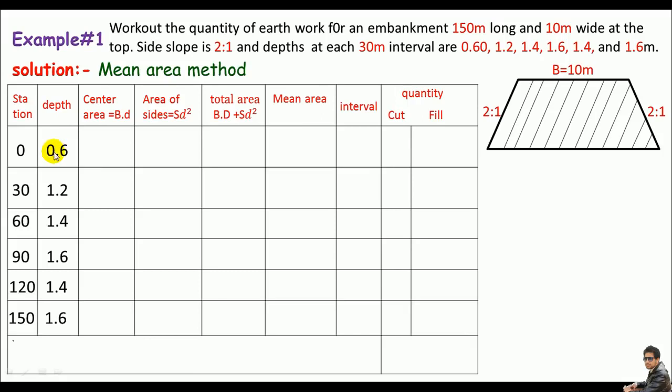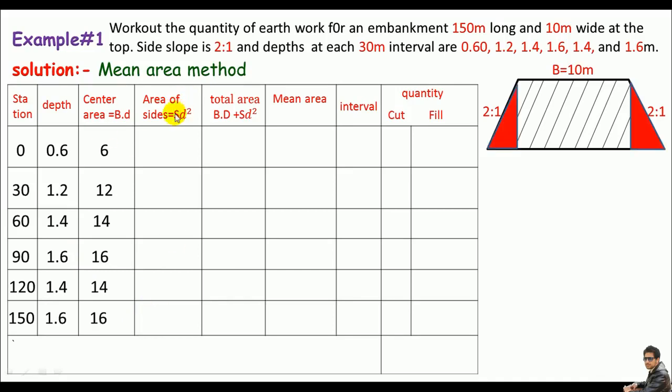To calculate the central area at station 0, we multiply 0.6 with 10. So 10 times 0.6 gives 6 square meters as the central area at station 0. I'll plug this value over here. Now, for the central area at station 30 meters, we multiply 1.2 with 10 and get 12 square meters. I'll plug this value in too. And at chainage 60 meters we have 10 times 1.4, which is 14 square meters. And do the same for the three remaining stations.